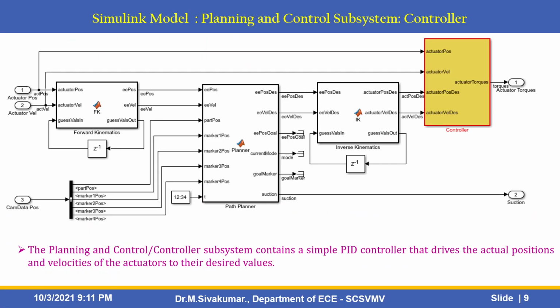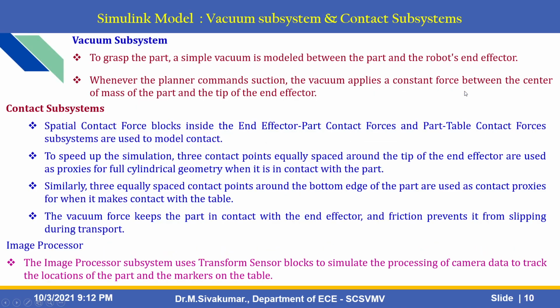Then finally the controller block. The planning and control subsystem contains a simple PID controller that drives the actual positions and velocities of the actuators to their desired values. Then the final subsystems are called the vacuum subsystem, contact subsystem and image processor.